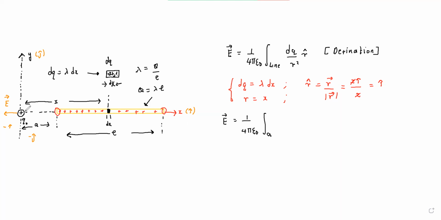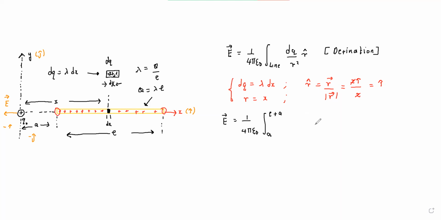What about the upper bound, which is the distance between the test charge and the last tip of this rod? It is a plus L, because L is the length of this rod, plus a. Why plus a? Because this rod is placed a meters, or 8 centimeters, away from this test charge. So here we'll have L plus a, or a plus L, it's the same thing. This is our lower bound and this is our upper bound.